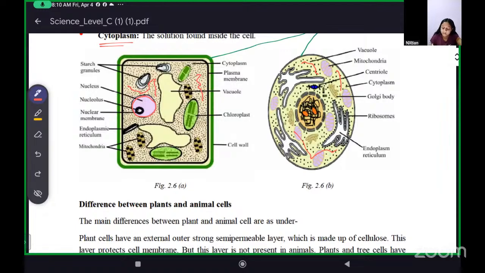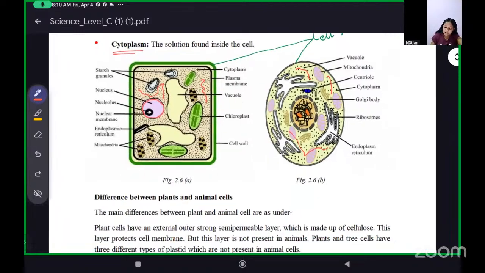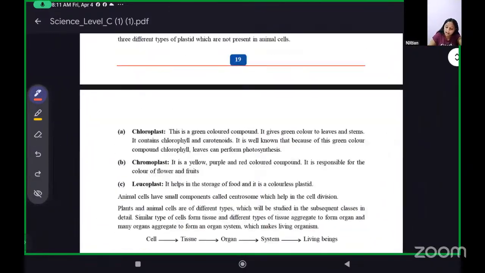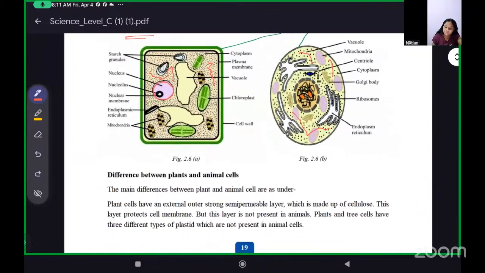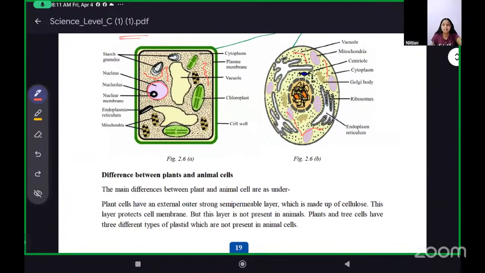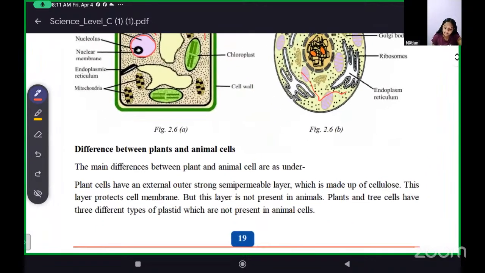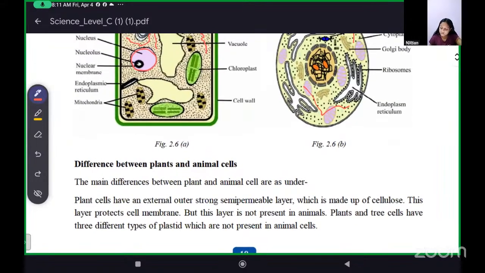Okay, we have plant cell. Okay, and we have animal cell. What is actually the difference between plant cell and animal cell? So the main differences are plant cell have an external outer strong semi-permeable layer which is made up of cellulose. Okay, what does this mean?